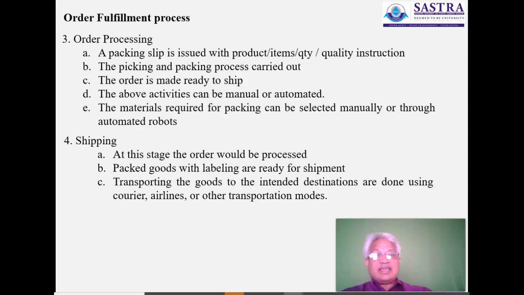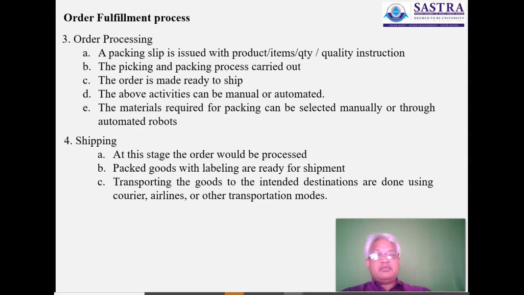Based on the packing slip that is received, the picking and packing process starts. That means using the barcode, the goods are picked from the shelves, and based on the required packing parameters for that particular product. All products are not packed in the same fashion. Some may be sent in a loose plastic, or some may be folded and put in a hard box. This is carried out, followed by the order being made ready to ship with proper labeling, with the address of the customer and other details.